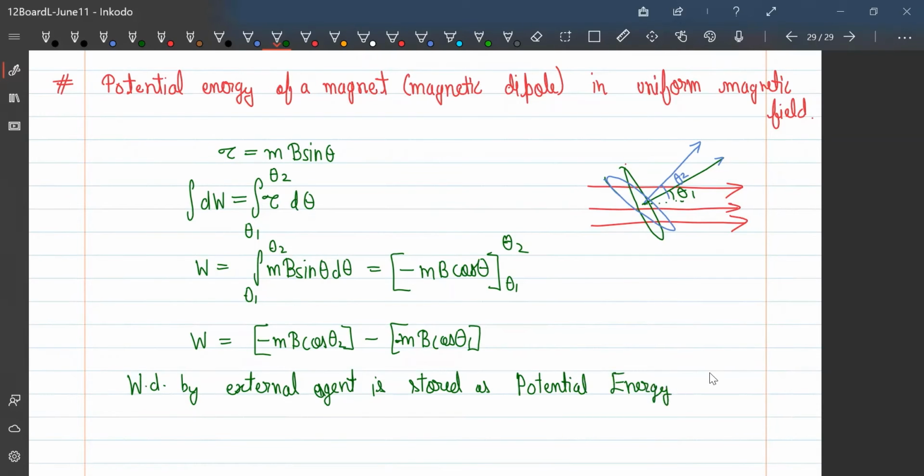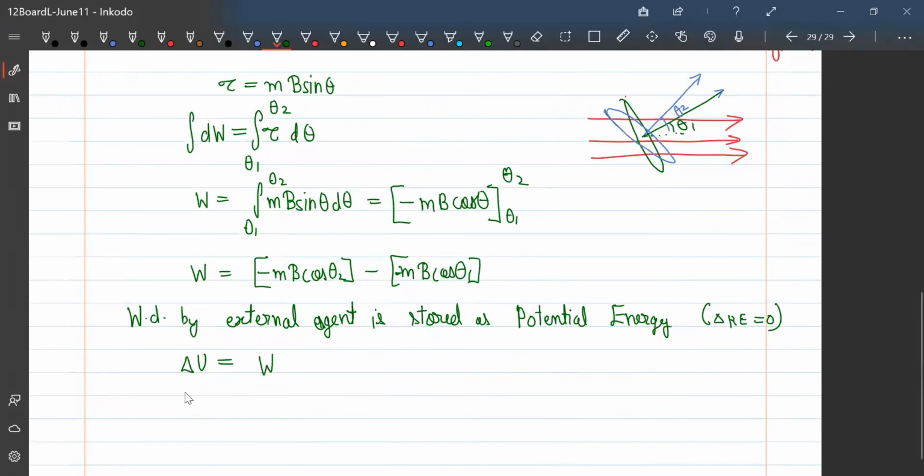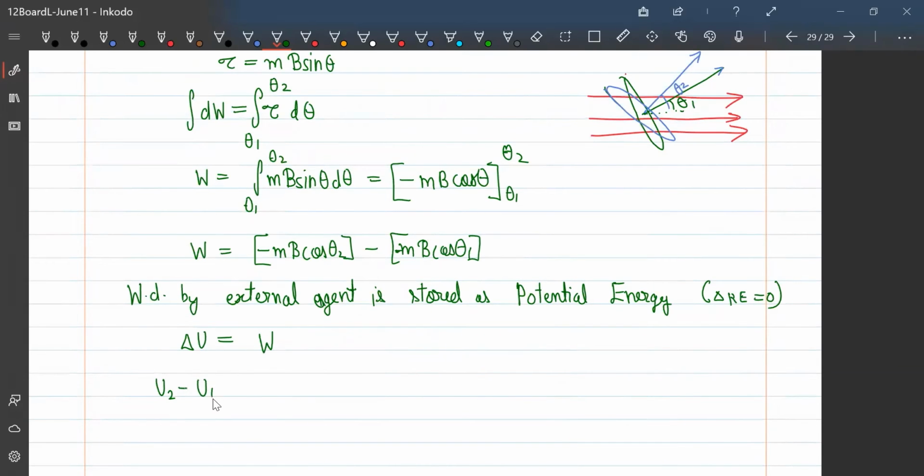Okay. The given condition is that the change in kinetic energy should be 0. So W will be equal to U, which is delta U, the change in potential energy. So that is minus mB cos theta 2. This is W. So delta U is final potential minus initial potential. That is minus mB cos theta 2 minus (minus mB cos theta 1).